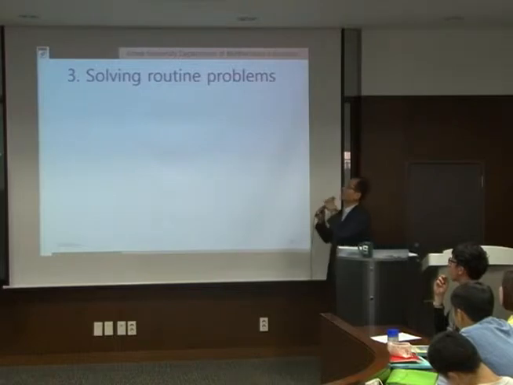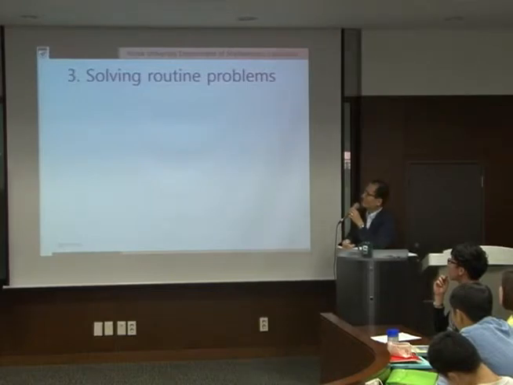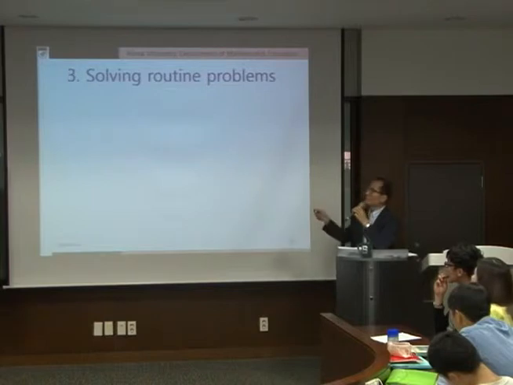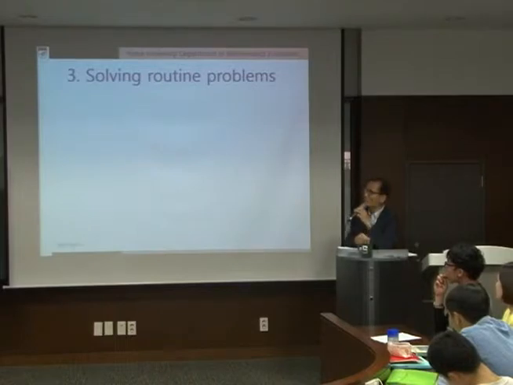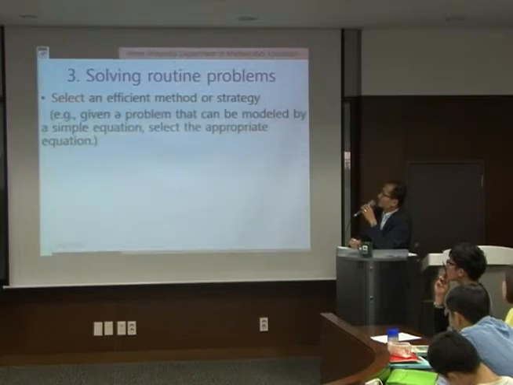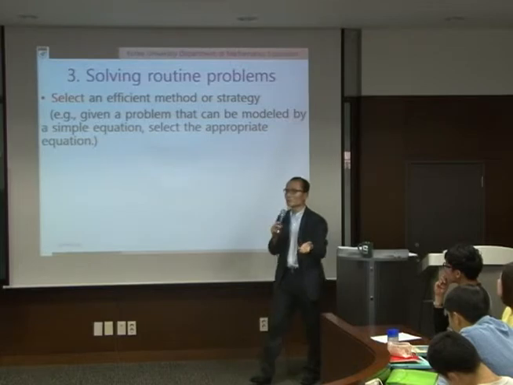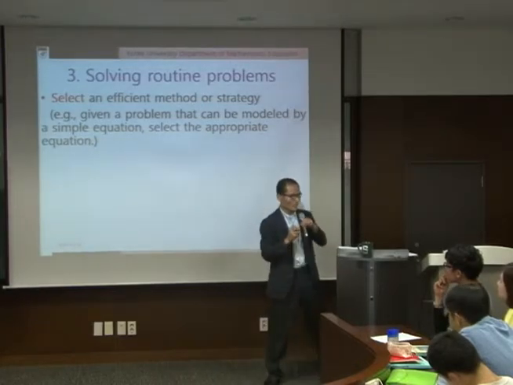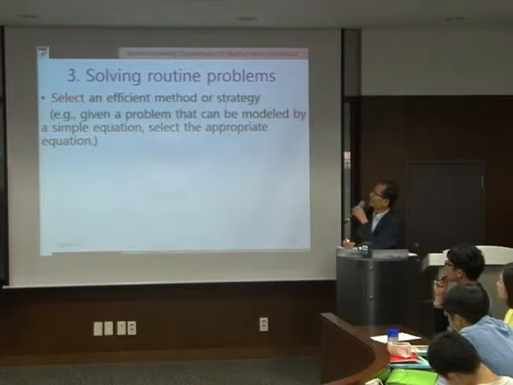In the third category, they solve routine problems. But I think problem solving with a routine problem is another important skill students are supposed to develop. That's why, according to the team's conceptual framework, they categorize this one: select an efficient method or strategy. For instance, given a problem that can be modeled by a simple equation, select the appropriate equation. This is the kind of problem that you already saw many times in middle school or in high school.